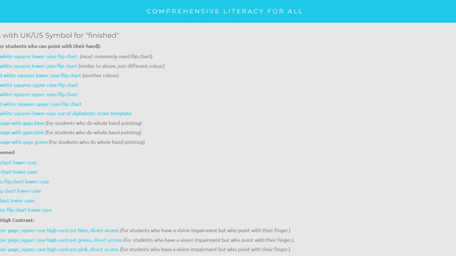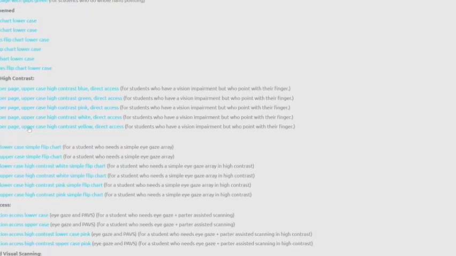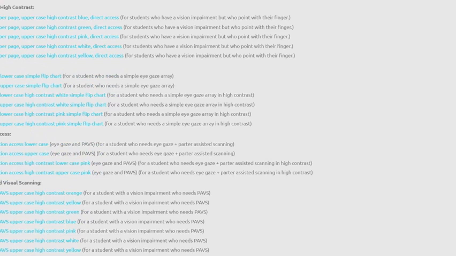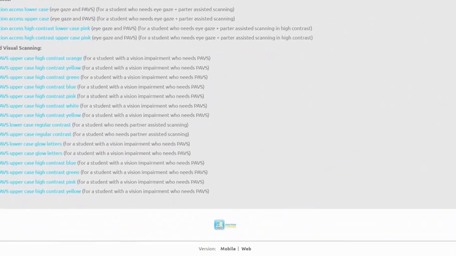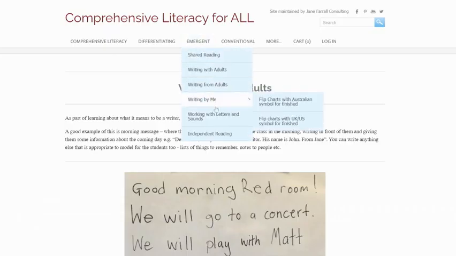It breaks it down by access. So you have direct access, meaning they can point or use their hand. Direct access with high contrast. So again, for someone with VI, these may be pages that are helpful. Eye gaze, combination access, or partner-assisted visual scanning. So there's no limitations based off of access with the complex body. All of those are laid out here and supported. If you have questions on how or what your student would use on this page, you would just ask your facilitators. So that is a huge resource that I love.